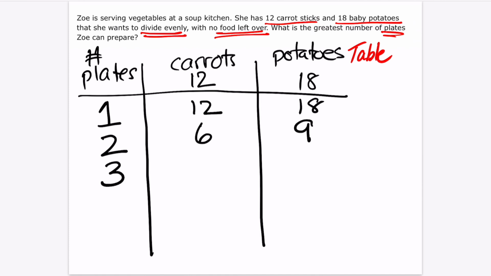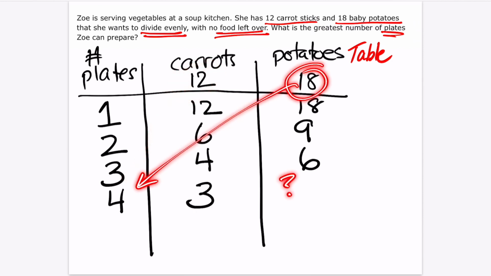And I keep on doing that because I want the greatest number of plates. I want to know how many plates until I can't share. But remember, I want no food left over. So if I have 12 divided by 3, I have 4. If I have 18 divided by 3, I have 6. And if you have trouble, just use your table to help you out. Let's say I have 4 plates though. 12 divided by 4 is 3.